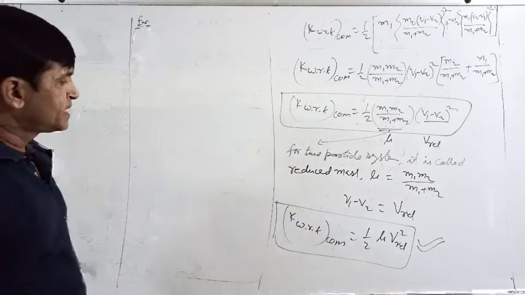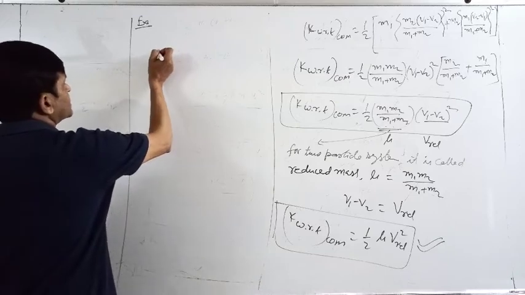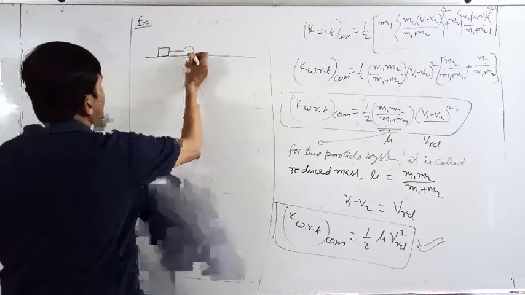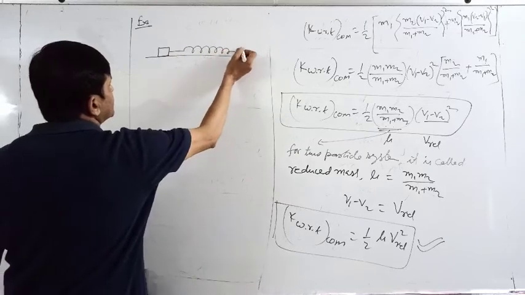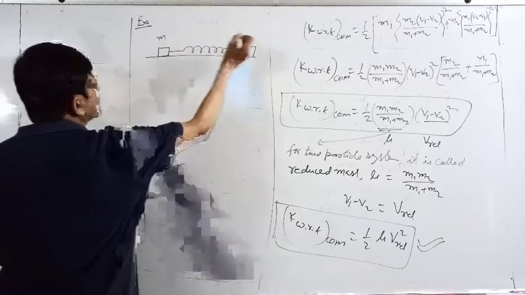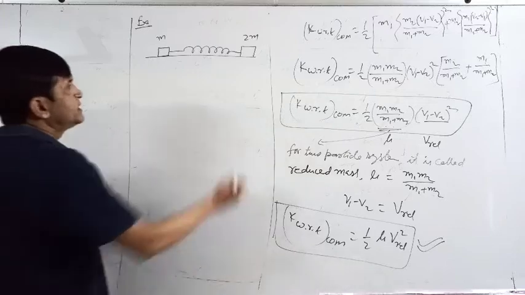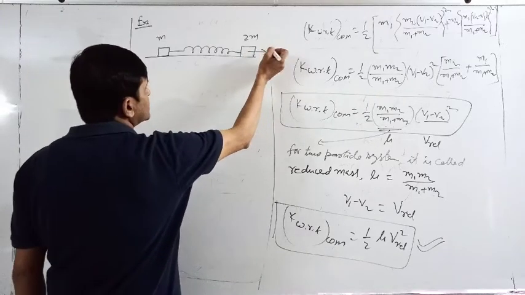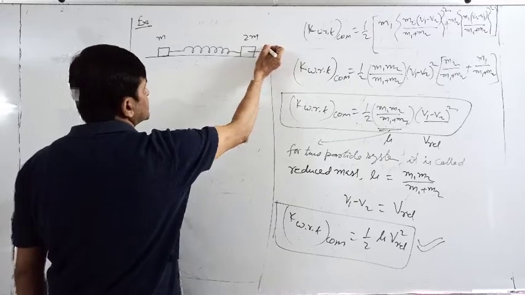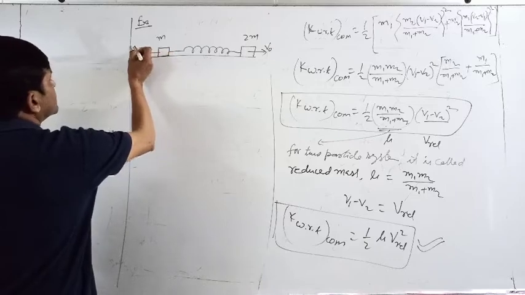See the example of this. Let these be the two particles of mass m and 2m. Each is given a velocity here, we can say v naught, and this one is also given a velocity v naught.